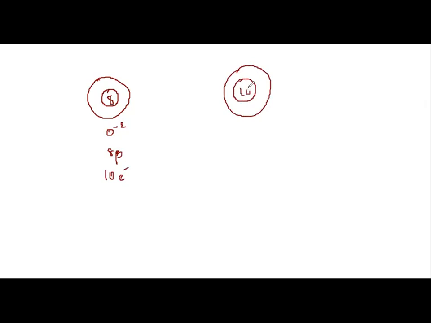Neon has 10 electrons, whereas, I'll explain it very properly here. In case of O2 minus, its nucleus has 8 protons, whereas there are 10 electrons. In case of neon, its nucleus has 10 protons and it is having 10 electrons. So the positive charge is uniformly distributed over the 10 electrons in neon, whereas in O2 minus the nuclear attraction is less on these 10 electrons.